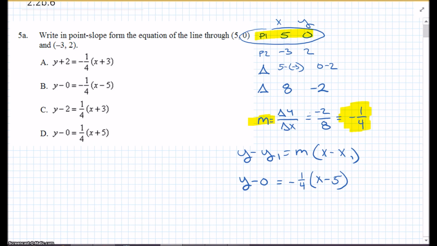Again, we are using the first point and that slope. So we get y minus 0 equals negative 1/4 times (x minus 5). So the answer would be B.